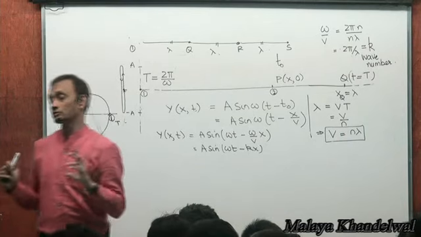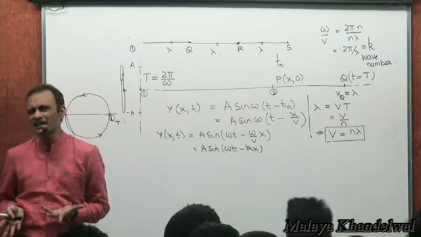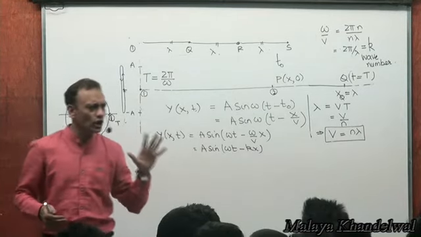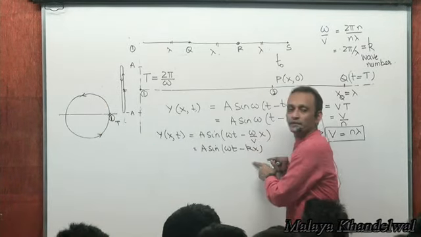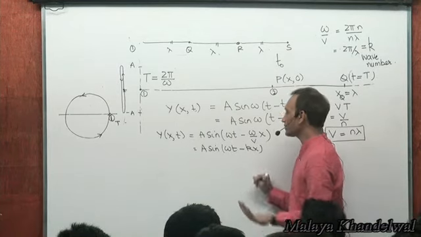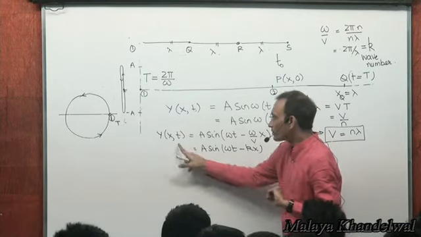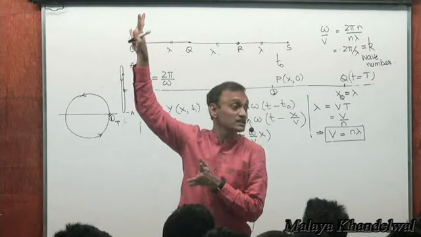Now, you would be tempted to ask me some very simple things. Why sine? Why is it not cosine? No, it could be cosine, that's fine. Cosine is not an issue. Sine and cosine are the same thing. I could add 90 or subtract 90 and write it as cosine. Sine, cosine, they're brother, sister. But why is it not an exponential, e power omega t minus kx, etc.?